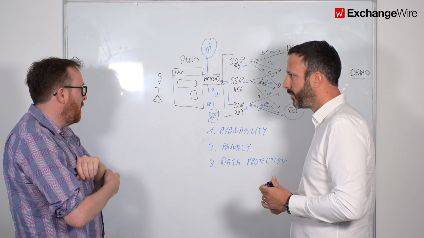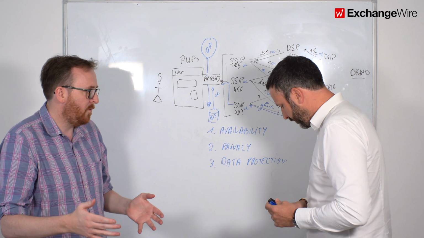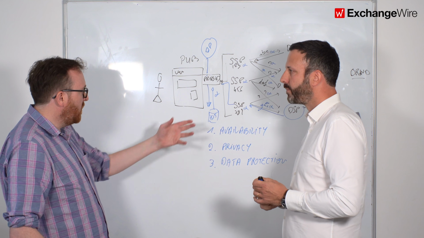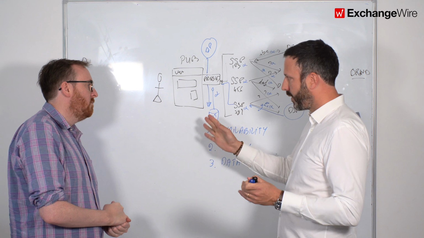So how does a publisher use your product then? Let's just talk about the early stages. This is obviously the next iteration of what your product was before, but how does a publisher then use the Universal ID?